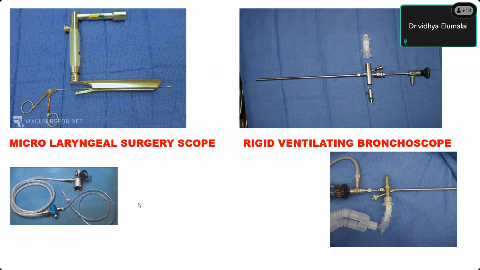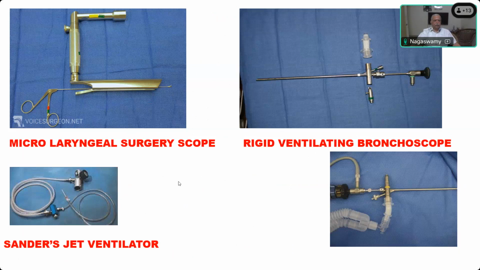Flexible bronchoscope. This is a small needle here. Then there is something like a switch here. There's a tube. There is an adapter. So this is called the Sanders jet ventilator. This will go to the gas source, and high pressure gas will be coming through this. And this is the control switch. By pressing this knob, you can open the gas or close the gas. And this needle will be attached to the side of this bronchoscope. So this will entrain the atmospheric air and it will ventilate the patient.